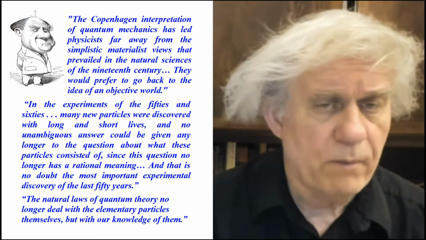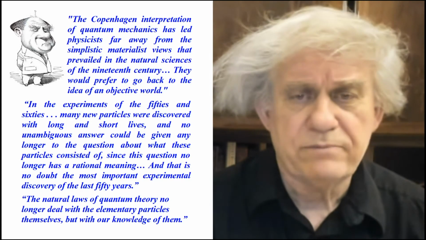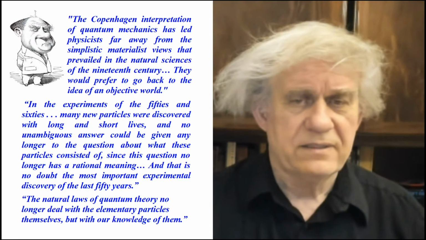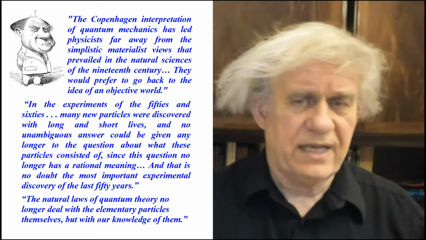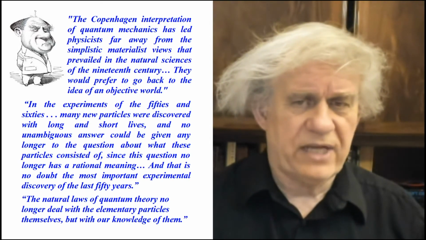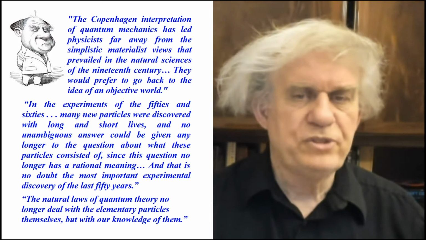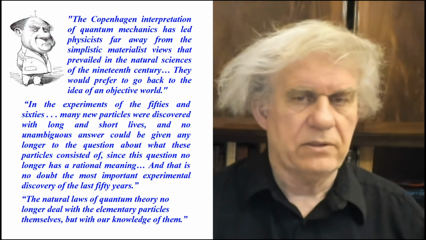They would prefer to go back to the idea of what? An objective world. So what is Heisenberg saying? He's saying that quantum mechanics is subjective. There is no objective world out there. That's what he's telling you, okay?